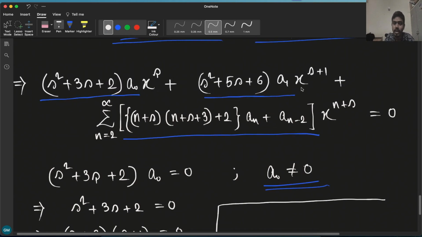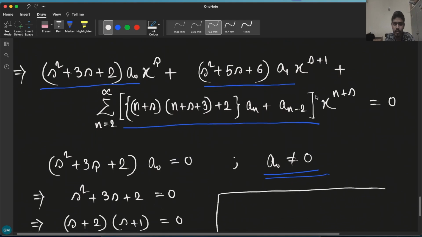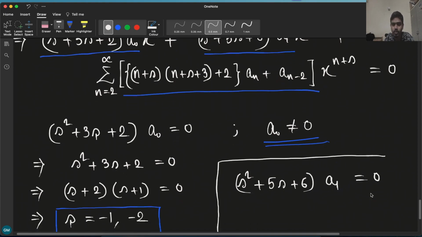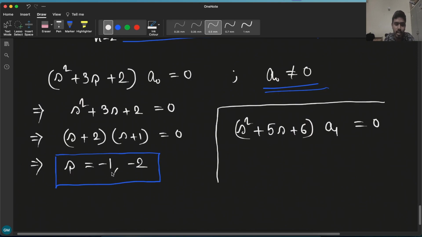That is the coefficient of x to the power s plus 1. So that is (s square plus 5s plus 6) times a1 equals 0. So now we know that s equals minus 1 and minus 2, right? So let's put s equals minus 1. If s equals minus 1, you see what's the value of this term.